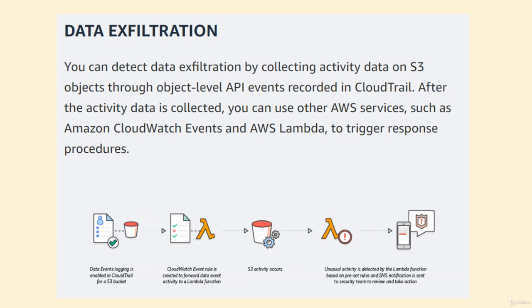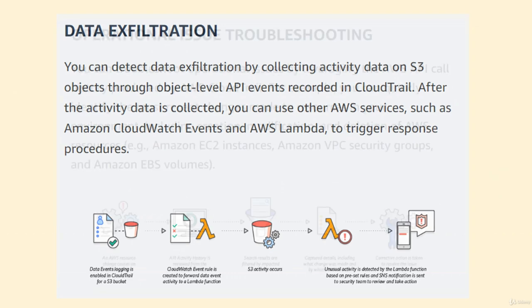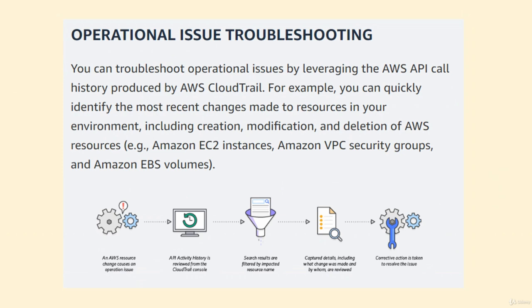You could also address data exfiltration by collecting activity data on S3 objects through object-level API events. You can monitor with CloudTrail on S3 buckets, based on different Lambda triggers, any activity on S3, and if there is any suspected or unusual activity, it could be detected with the Lambda function on preset rules, and an SNS notification could be sent to the security team to review and take actions. There could also be operational issues and troubleshooting with the VPC or other groups.